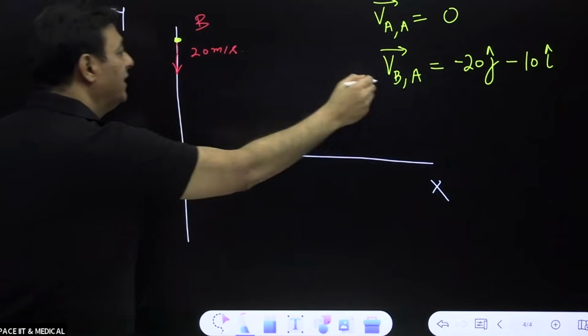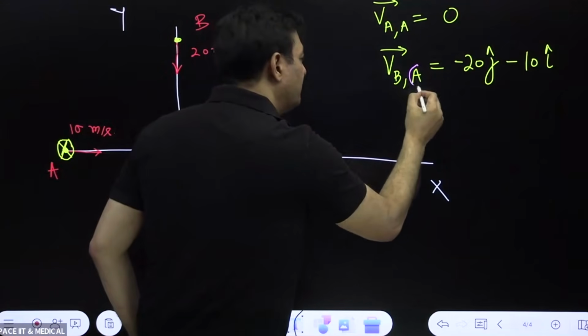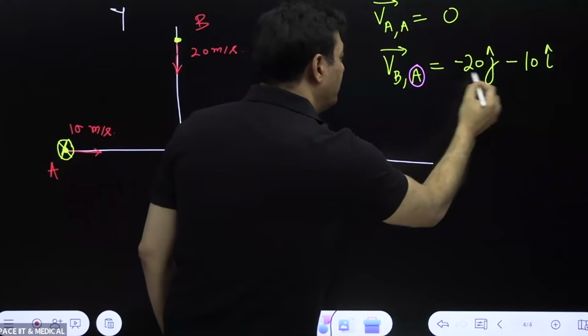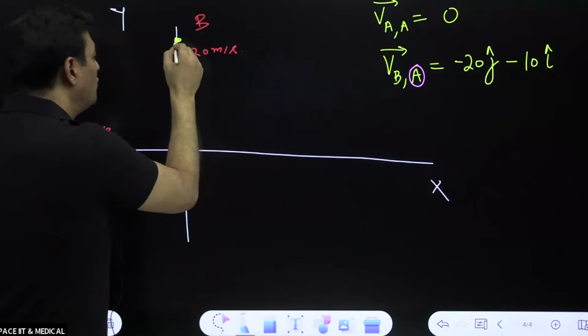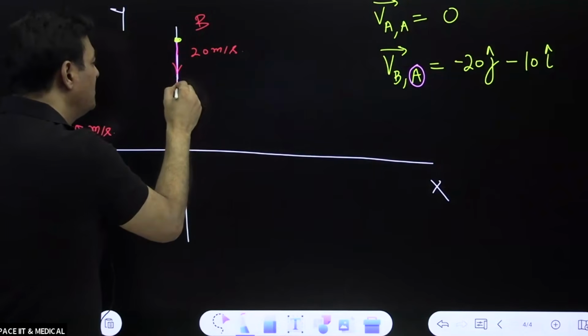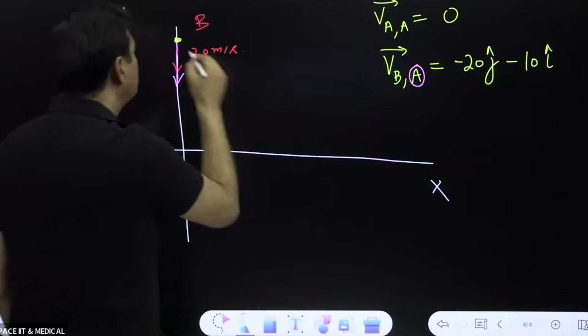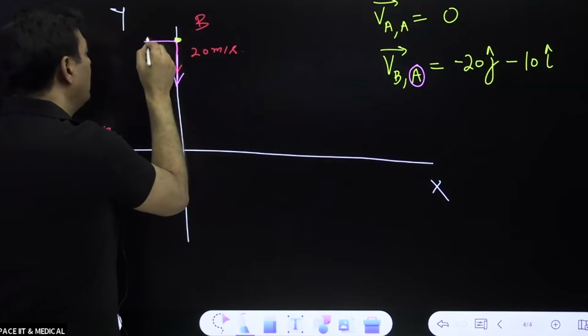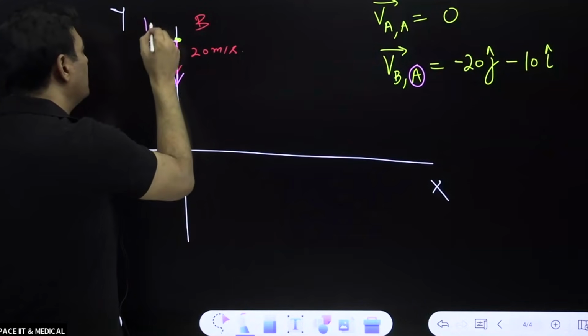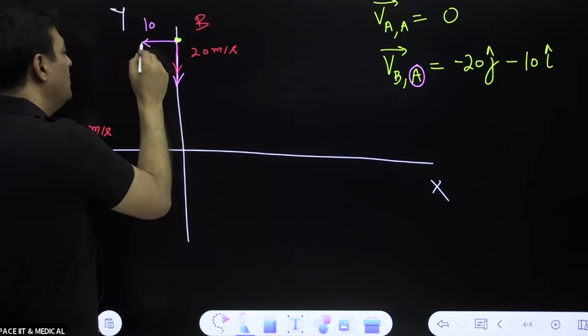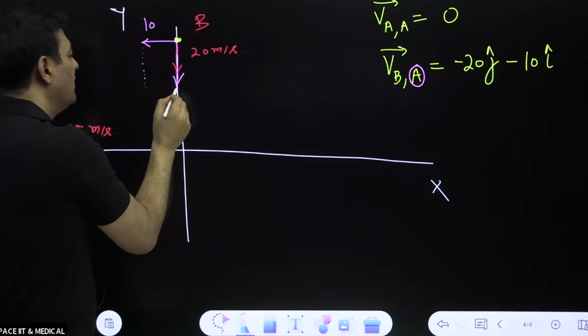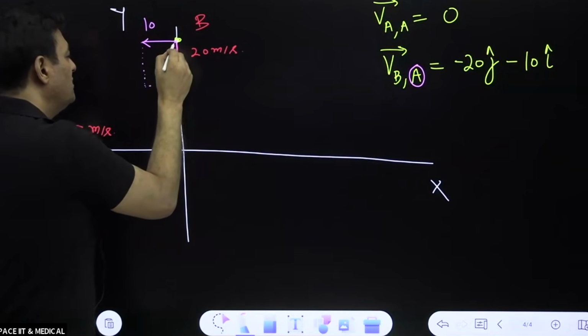Observer A is feeling that B is moving with minus 20 j cap, so 20 meters per second in this direction, and minus 10 i cap, 10 meters per second in this direction. And this will be the resultant velocity. The resultant velocity will be along this line.